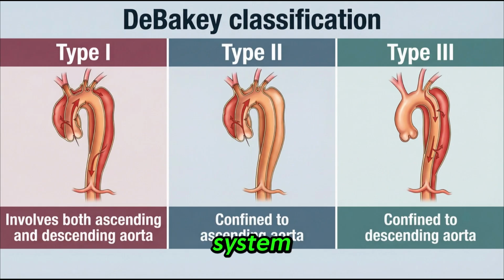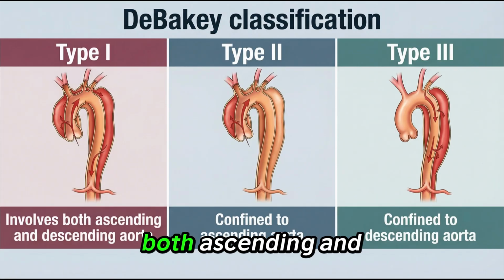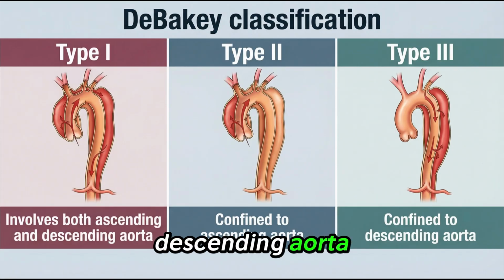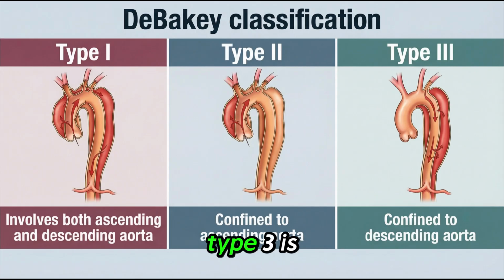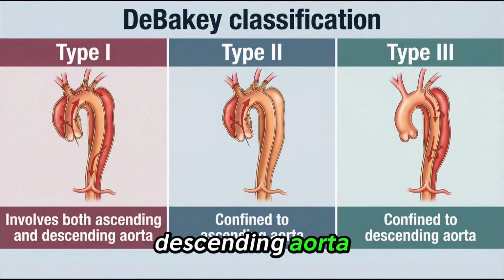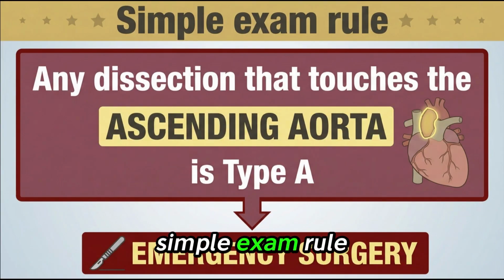In the DeBakey system, Type 1 involves both ascending and descending aorta. Type 2 is confined to the ascending aorta. Type 3 is confined to the descending aorta. So remember the simple exam rule. Any dissection that touches the ascending aorta is type A and needs emergency surgery.